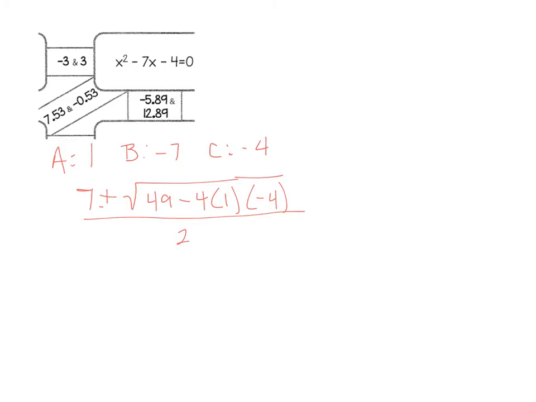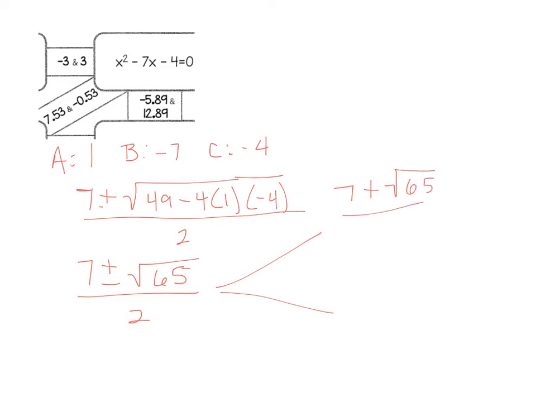Now I'm going to go into the radicand here, and I've got -4 times 1 times -4. So that's going to be plus 16. So that'd be 7 plus or minus the square root of 49 plus 16, 65, whole thing over 2. Now we're going to split this into 2, so we're going to have 7 plus root 65 over 2, and we're going to have 7 minus root 65 over 2.